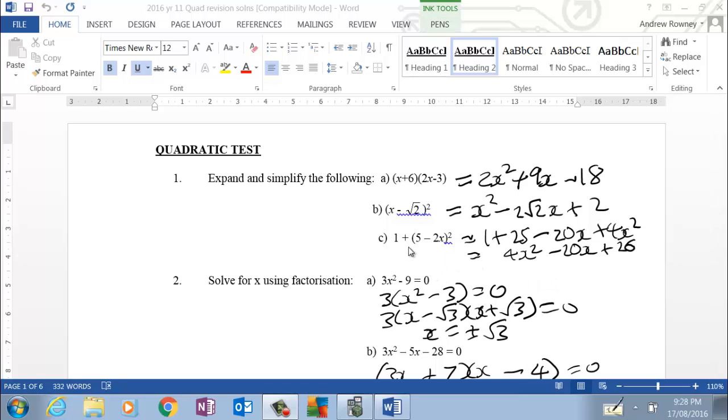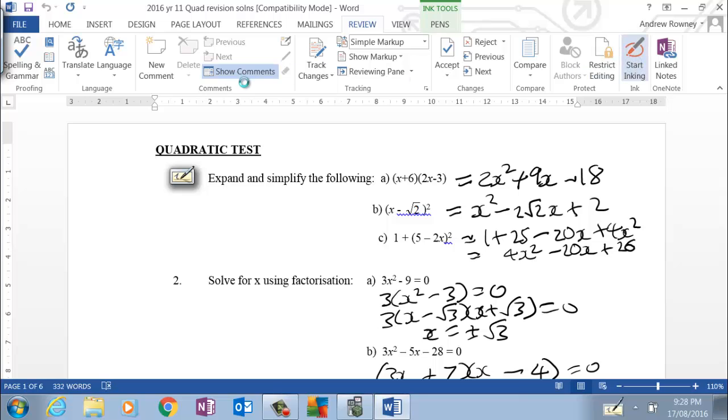Okay, now we're going to go through the test revision. The first question is just expansion, and that uses FOIL: first, outers, inners, last.